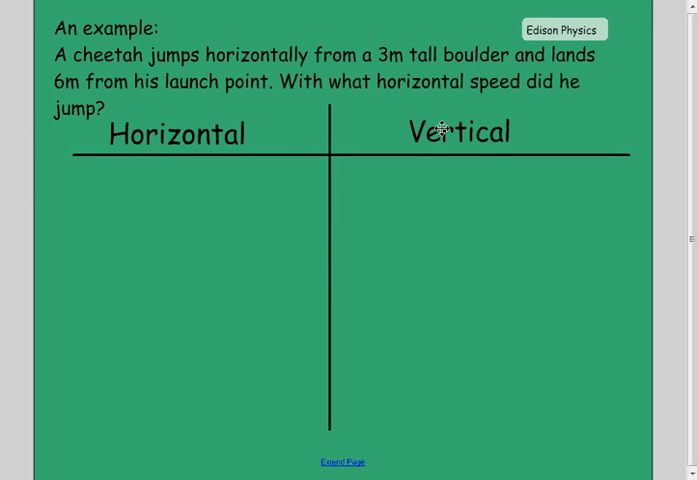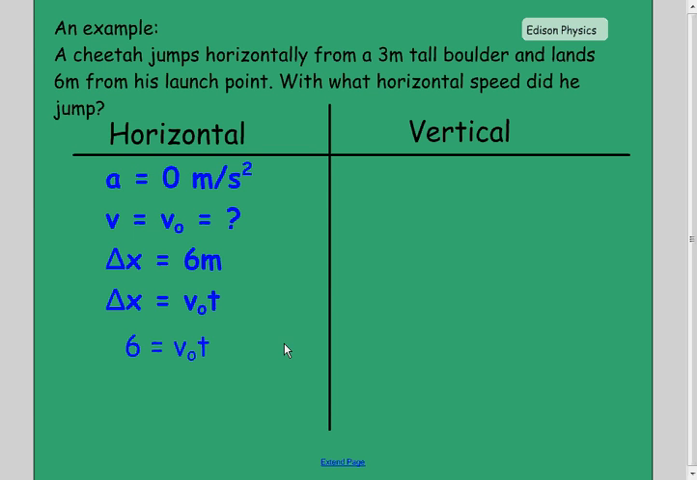All right, so here's the horizontal and vertical grid. Let's work on the horizontal motion first. Cheetah jumps horizontally from a 3-meter tall boulder. 3 meters tall, that's the vertical displacement, so I don't need that. And he lands 6 meters from his launch point. 6 meters is my horizontal displacement. So that's going to go on the horizontal side of my chart. I have no horizontal acceleration. The horizontal speed is what I want to solve for. My horizontal displacement is 6 meters. My horizontal equation of motion is displacement equals original velocity times t. If I substitute what I know, this is what I get. The problem here is there are two things I don't know. I don't know the original velocity, and I don't know how much time it took. So right now, I cannot solve this problem. Let's take a look at the vertical side and see if this gets us anywhere.